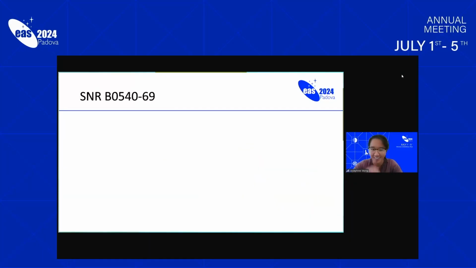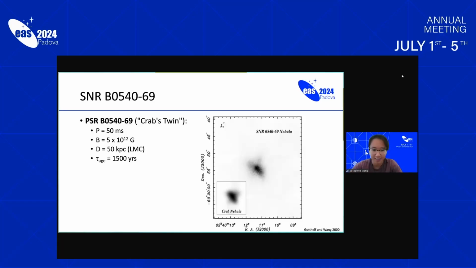Okay, thanks. So the last pulsar wind nebula is B0540. It has the nickname Crab's twin because it has similar characteristics to the Crab pulsar, as well as a similar torus and jet morphology in the nebula, as you can see in this image here.